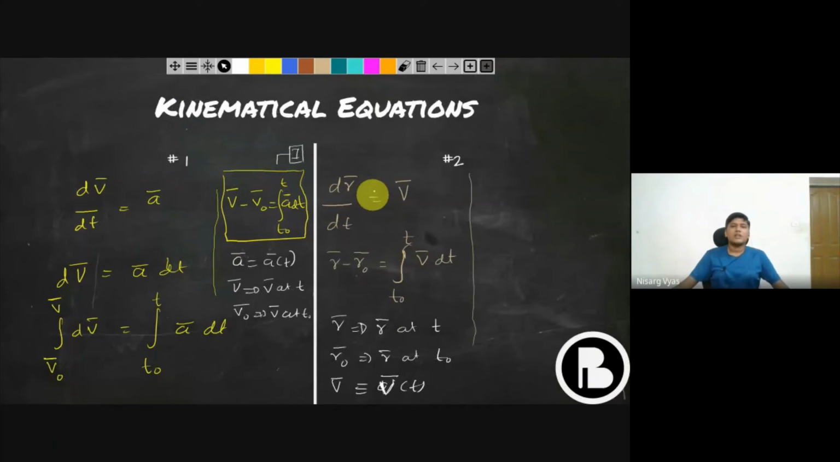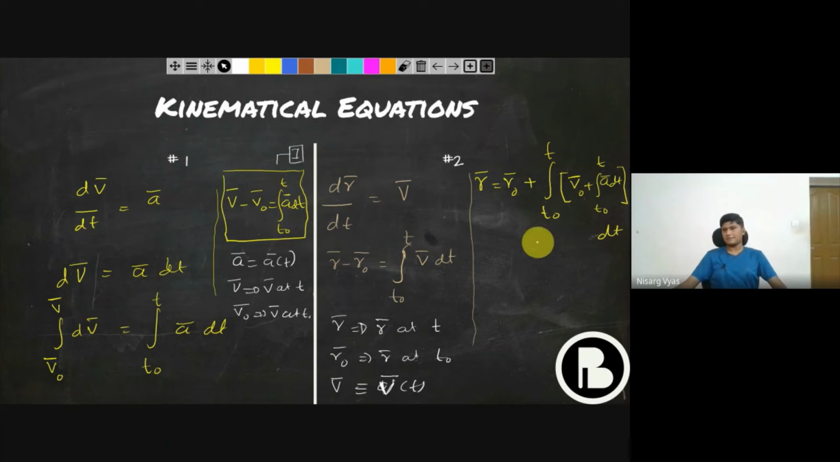But yes, this is kinematical equation number 2 actually, but we don't call it equation number 2. We dig deeper and figure out that we can write v as v naught plus the integration of a dt. So in the end, we can write r equal to r naught plus the integration from t naught to t of v dt, and v is v naught plus the integration from t naught to t of a dt, and there is an extra dt. Can you see this happening from equation number 1?